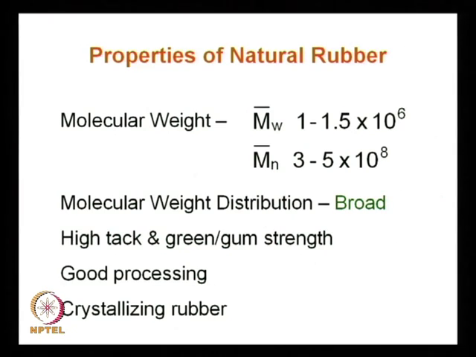Then high tack, green strength, gum strength and good processing characteristics are available with natural rubber, and it is a crystallizing rubber. If you do not stretch it, it is amorphous. If you stretch it, it develops crystallization, that means crystallites are formed. So, it increases the tensile strength. That is called stress induced crystallization, or strain induced crystallization. The polymers which provide such behavior are known as crystallizing polymers.